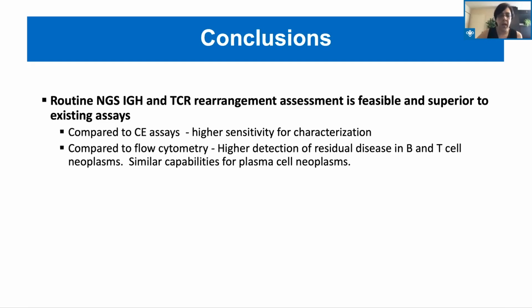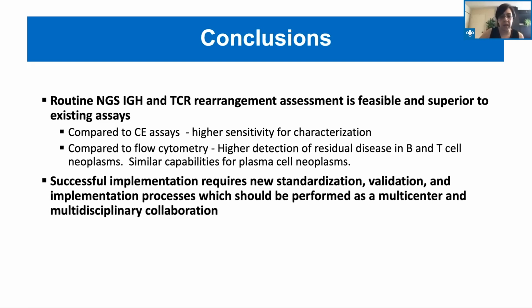But when you do use it for monitoring, compared to flow cytometry, they do have a much higher detection for residual disease in both B and T cell neoplasms. This is not, in our experience, necessarily the same for the plasma cell neoplasms, but it has a lot to do, again, with the high sensitivity protocol that we have for plasma cell neoplasm flow.